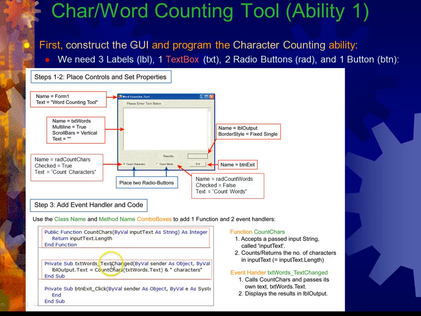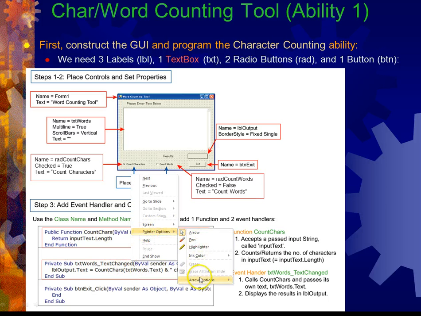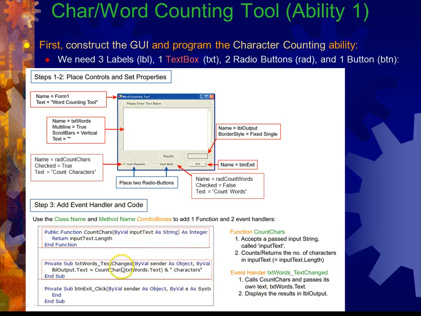What's this event handler here? This one here? Text changed. Okay? And that's going to mean what? Whenever someone types in here, we say that event is fired, and then this event handler will handle it. So what do we want it to do?